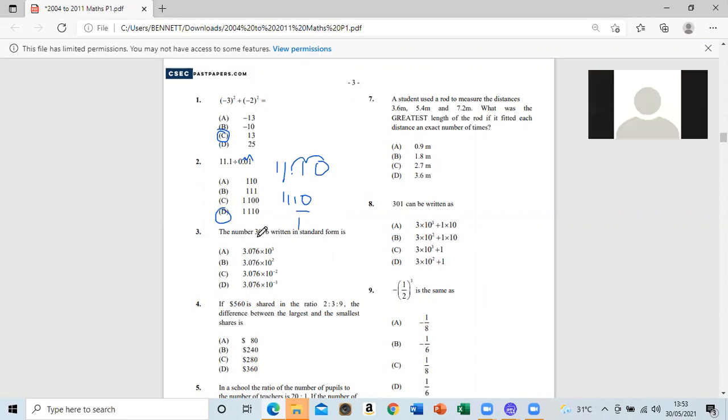The number 3076 written in standard form is? What's the answer? A. Or A. Why A? I'm just curious. No, sir. The negative, sorry. Never say wrong. 1, 2, 3. I move 3 places, right?